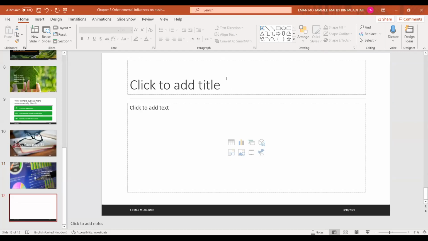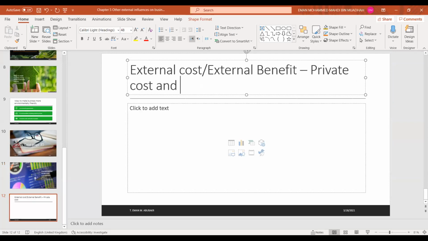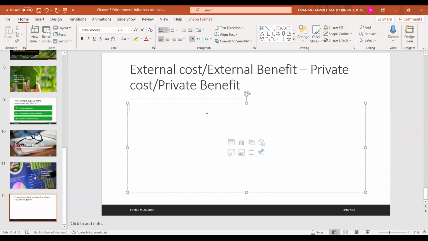Okay. So now we have what we call external cost and external benefit. And then we have private cost and or private benefit, right? So let me get it into points. Okay, this one. All right.